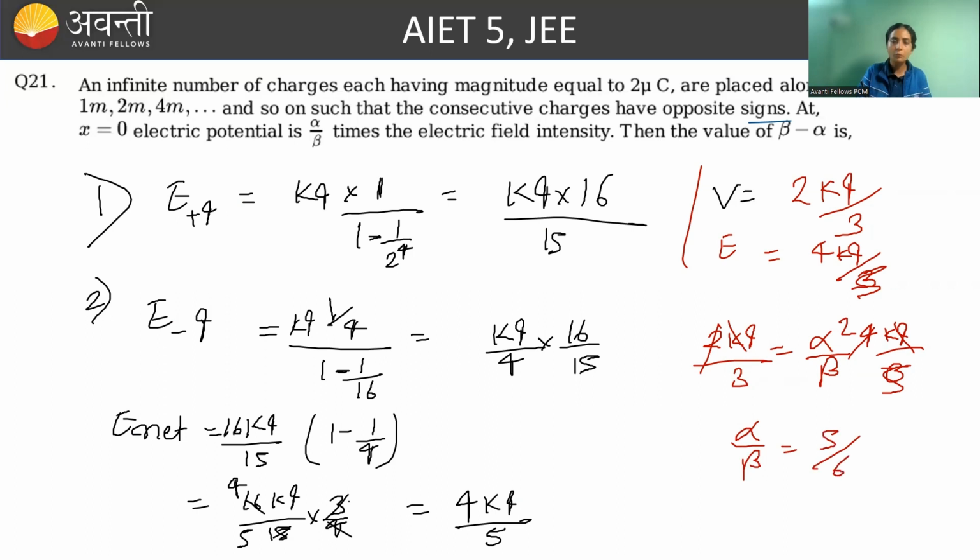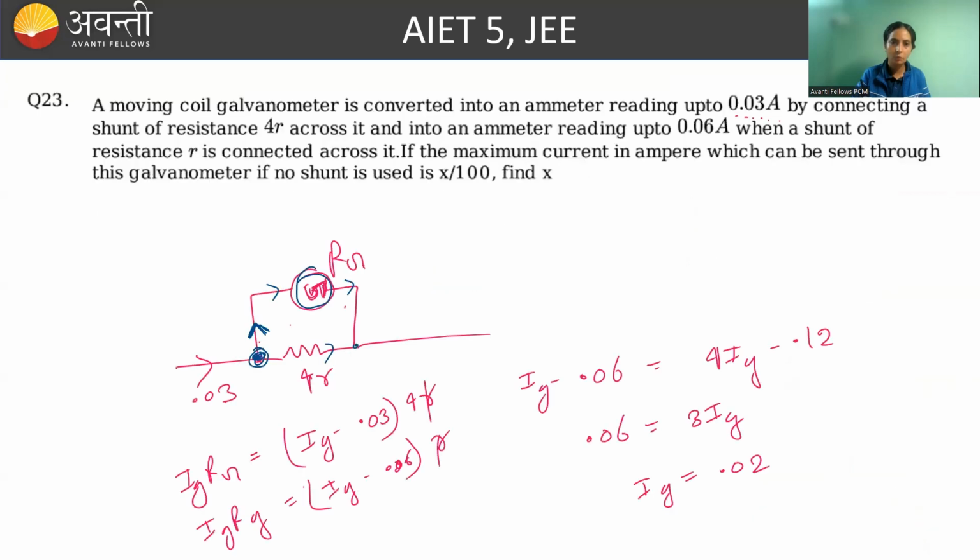Now, if you're going to put it, alpha by beta will be equal to 5 by 6. So we can say alpha is equal to 5, beta is equal to 6. So beta minus alpha will be equal to 6 minus 5, that is 1. So the correct answer will be what? 1. I hope you have understood. Okay? So the correct answer is 1.